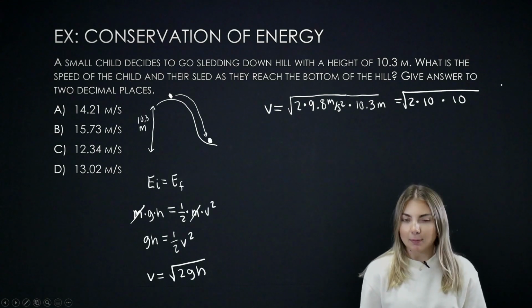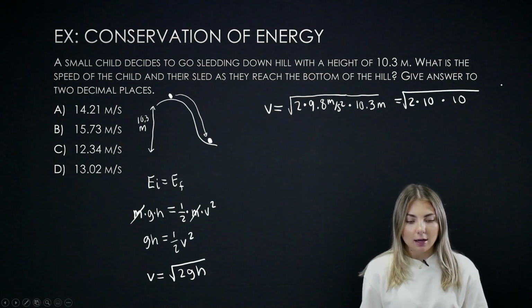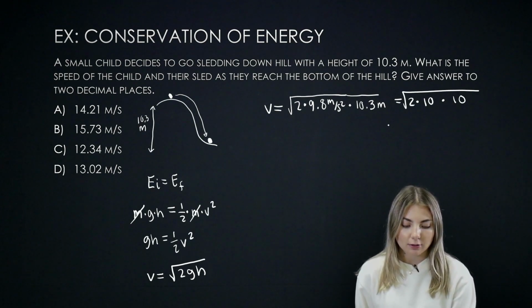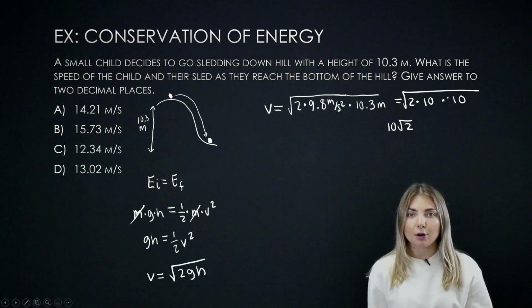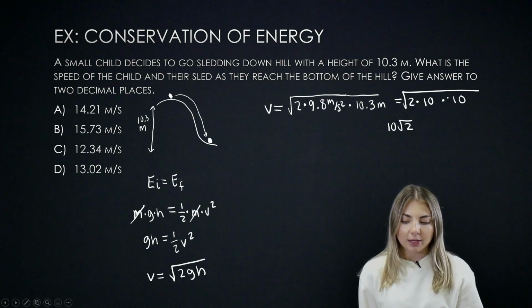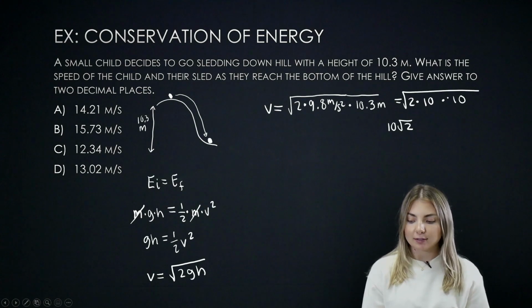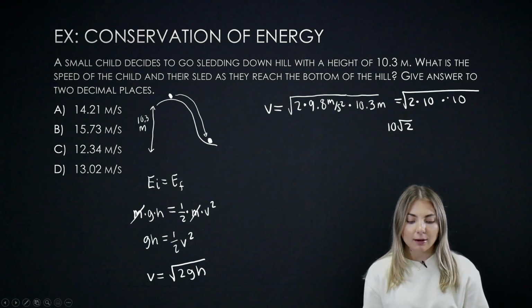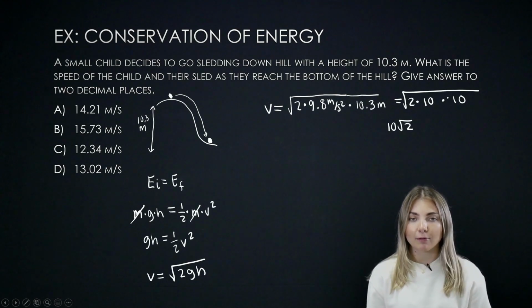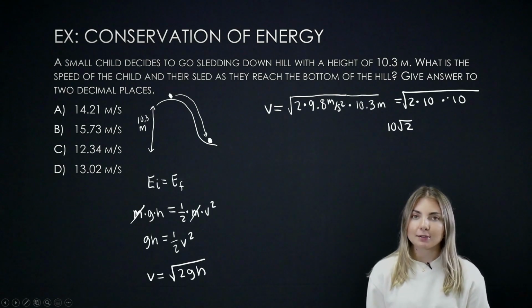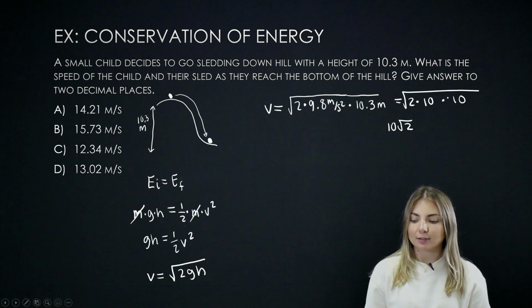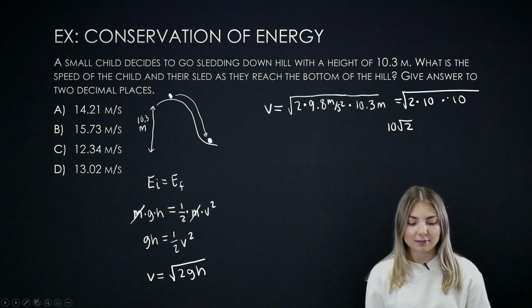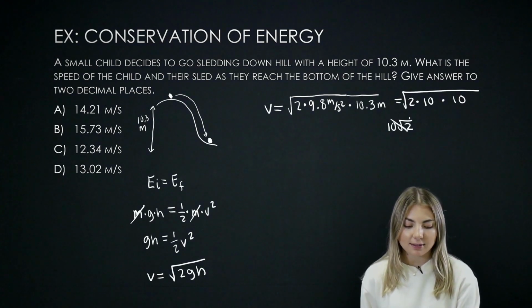Looking at this, you might be tempted to automatically simplify this to 10 square root 2. But if you don't know the square root of 2, be careful because your answer choices are close enough where this could be a common mistake made. Square root of 2 is 1.4 roughly, but if you think it's around 1.5, you could be tempted to pick a different answer choice. So I'm not going to use this.